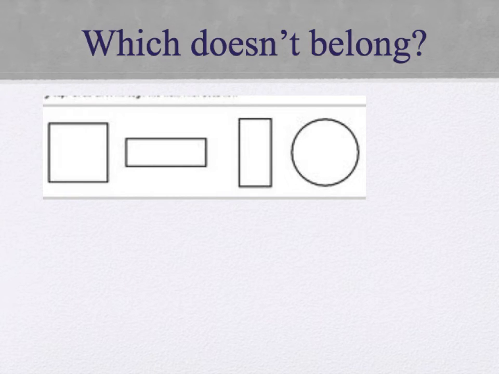Alright, so looking at these shapes here, I hope that you can pick this one out. Which of these 4 shapes do not belong in this group? Take a minute to figure this one out. Hopefully you won't need a full minute. Alright, hopefully you have figured this one out. Obviously, this circle does not belong. These 3 shapes right here are all quadrilaterals. They have 4 sides, and we know very well that a circle does not have any sides. So obviously the circle does not belong.